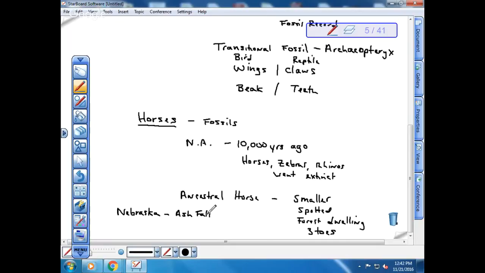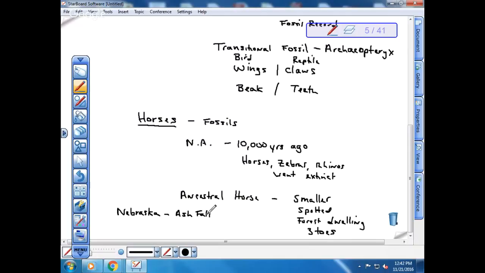And Ashfall was a place where there was this huge volcanic eruption in Idaho that sent this huge cloud of ash over the middle of the United States. And in this particular fossil site, it killed all the animals while they were at a watering hole, right? And so when they dig down through the ash, they see all these fossilized animals that were present there at that given period of time.